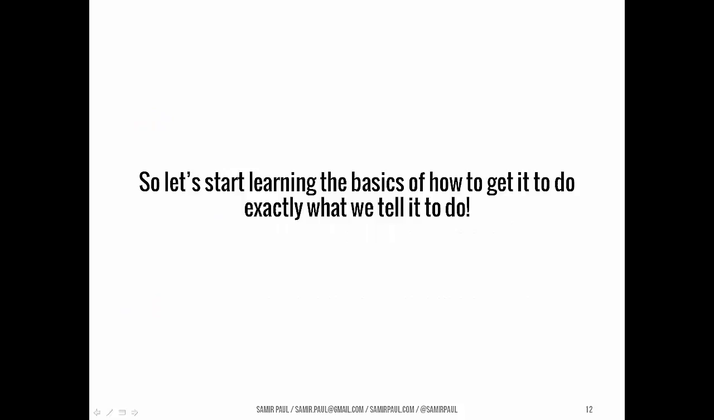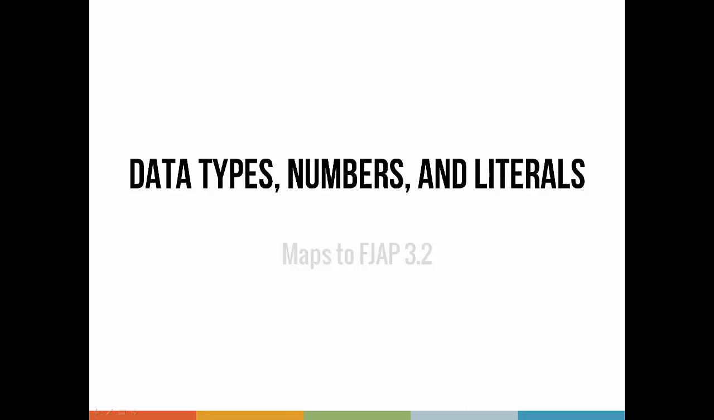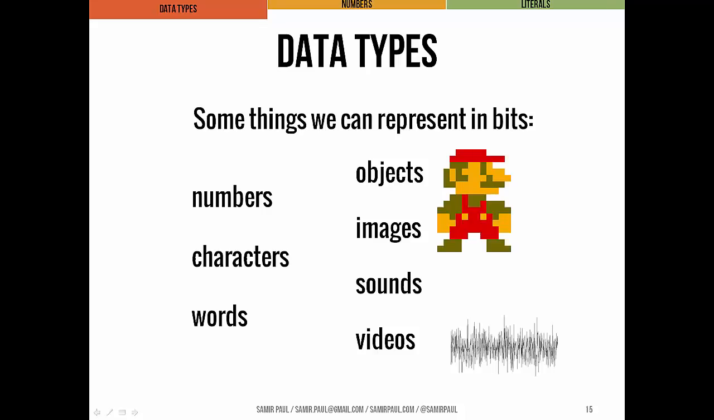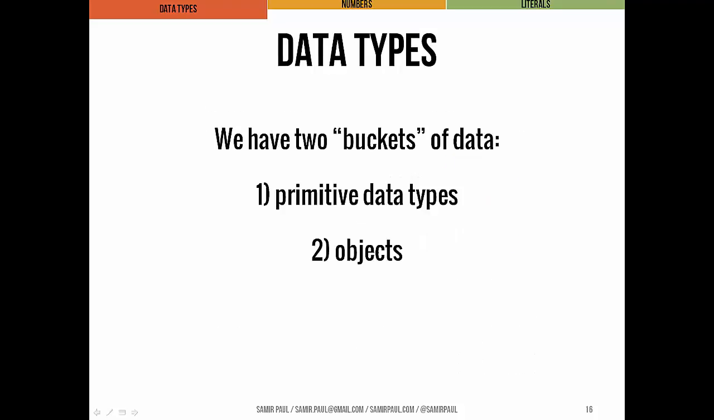So it's helpful to know those things, and at this point we can start diving into some of the actual syntax and language basics. So let's talk about some of the data types, numbers, and literals. We'll see what those mean. We can basically represent any kind of data. These are just a small sampling of the many things we can represent. Numbers, characters, words, even more complex things, images, sounds, videos, obviously. And basically we split these into two buckets. One we call primitive data types, and those are our simplest data types, integers, doubles, and so on. The other are objects, and these, like we said before, we often conceive of as bigger. These are more complex oftentimes.